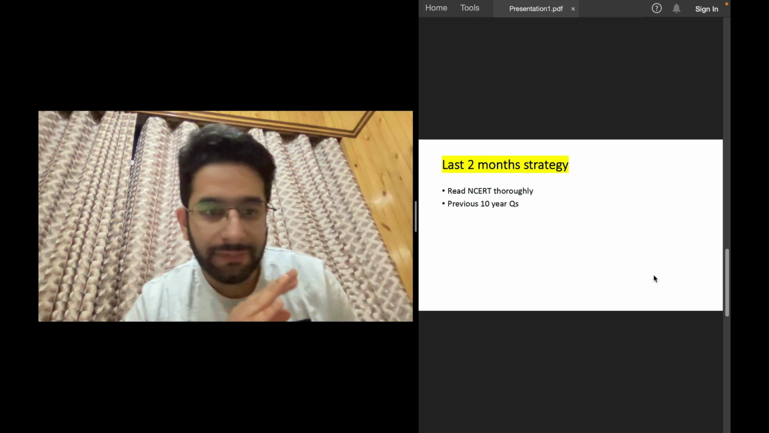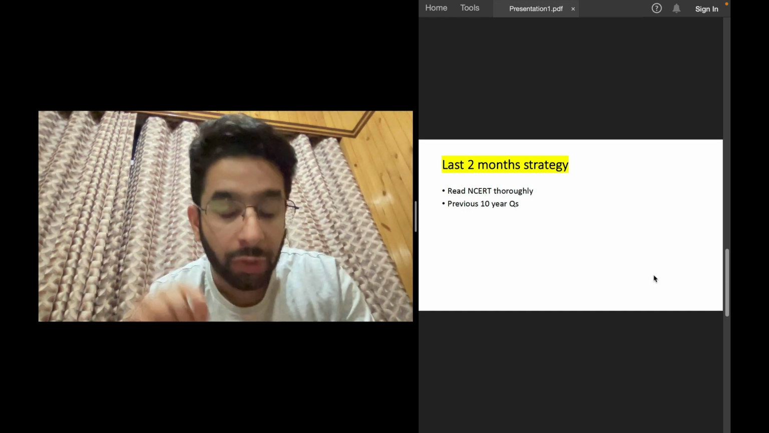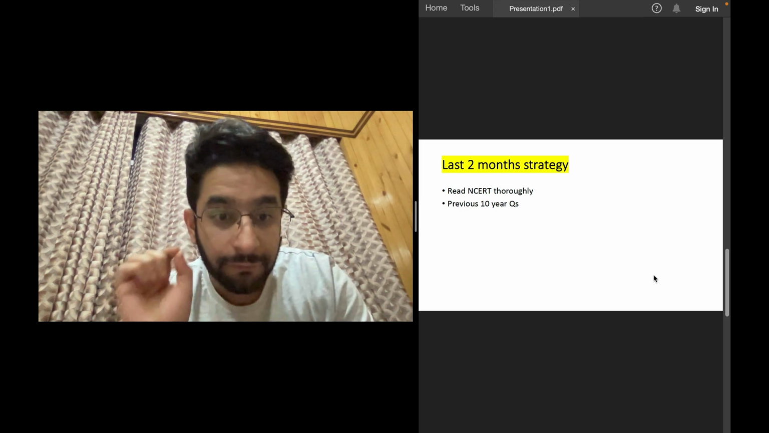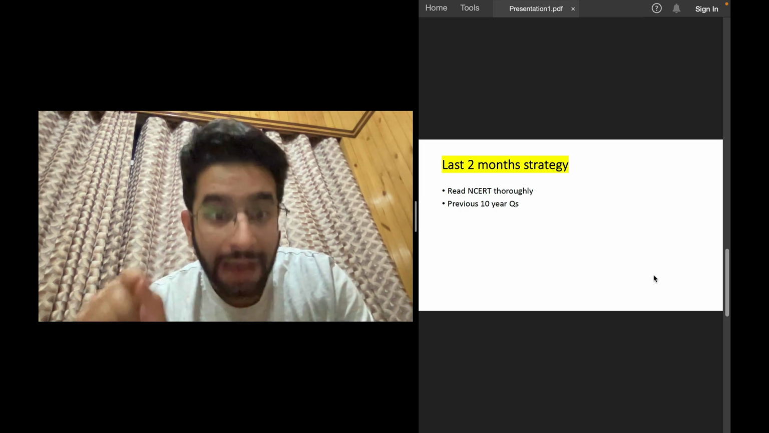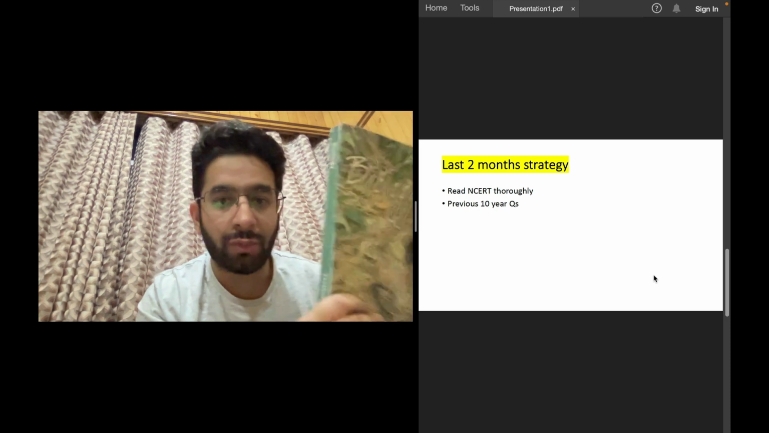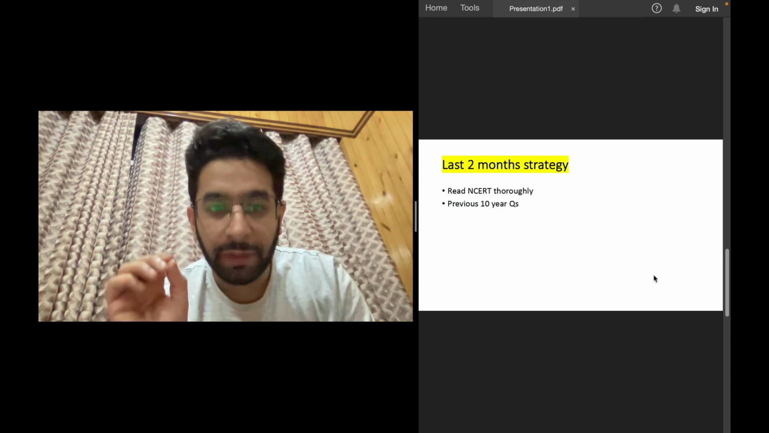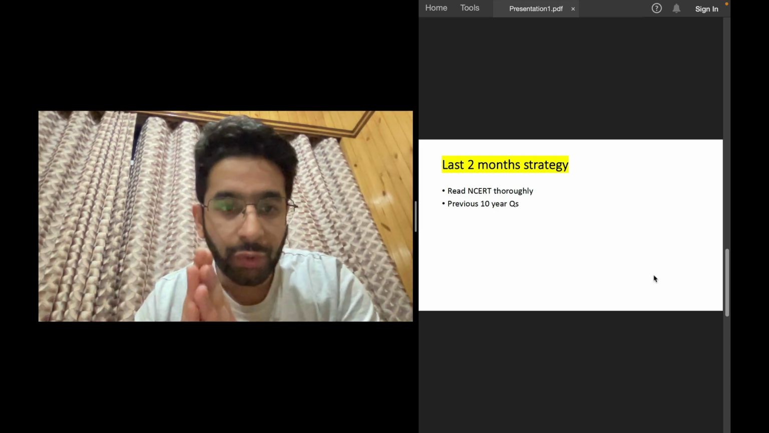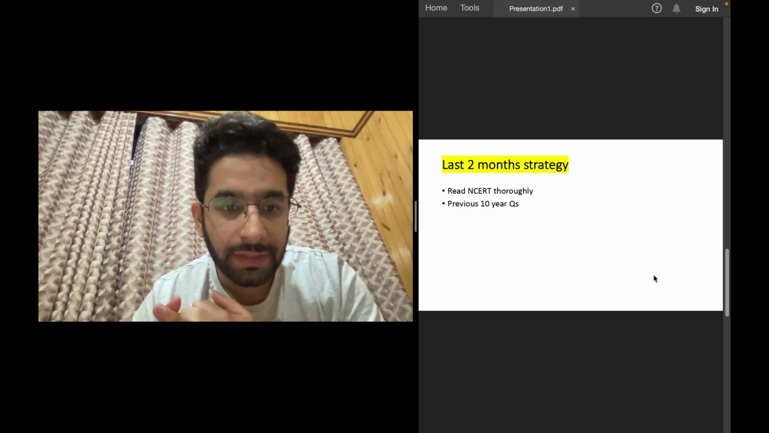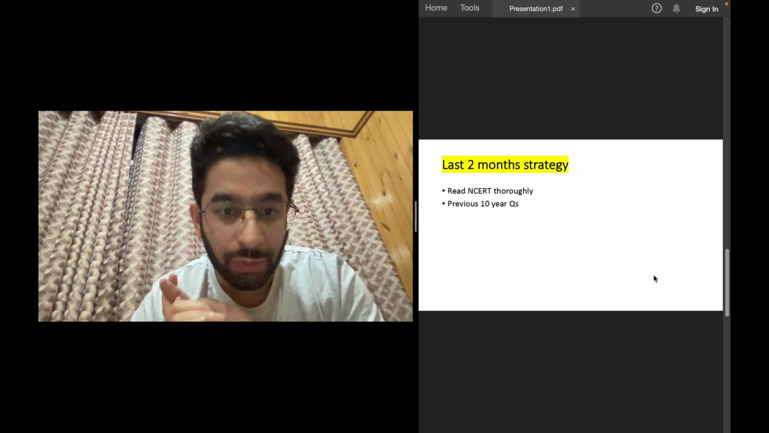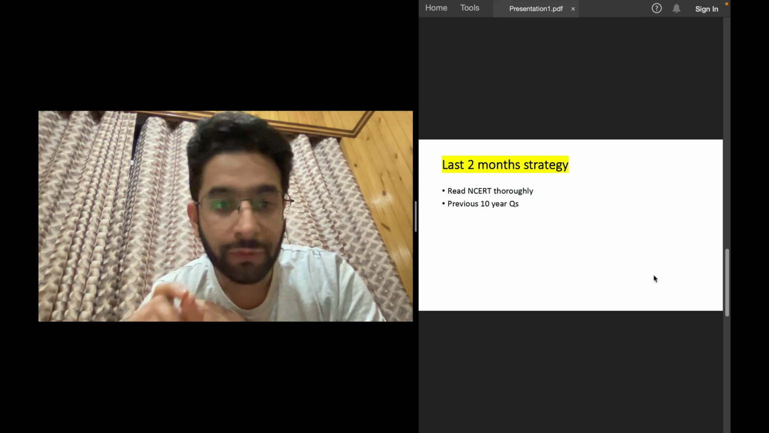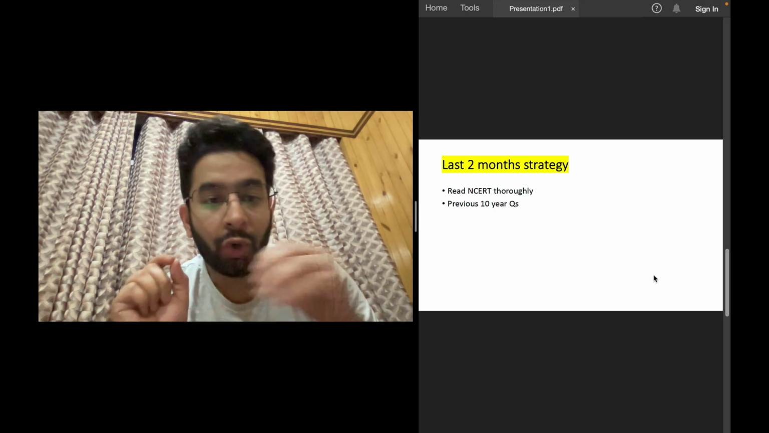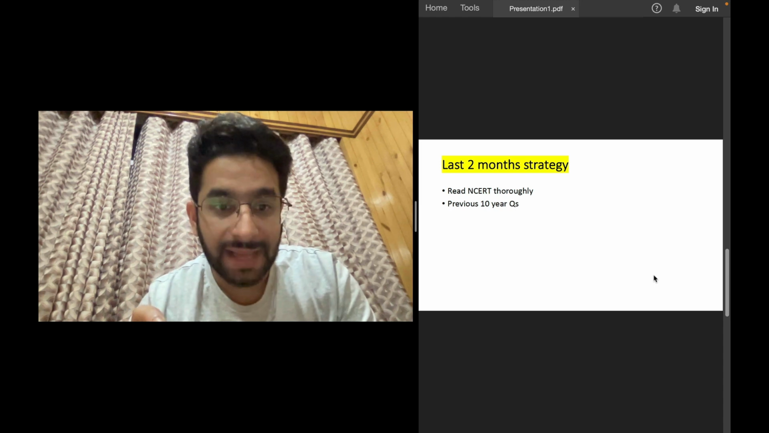Dono class 11, class 12 books ko thoroughly padho. Yes, give more than 50% of the time that you have out of these 2 months to these two books, hai na? And solve previous 10-year questions. If you do these two things, you read your NCERT thoroughly, you do the previous 10-year questions, I guarantee you, you will outperform most of the people who are appearing in the exam, right?